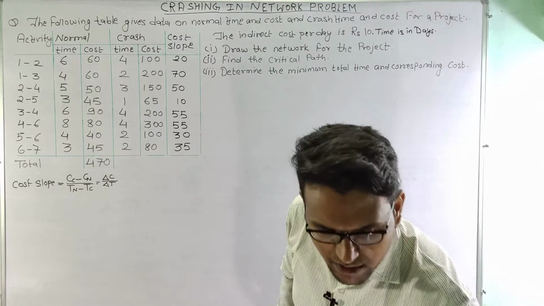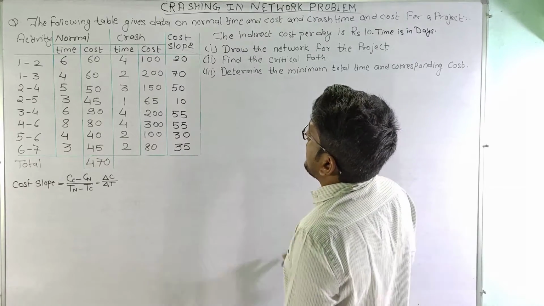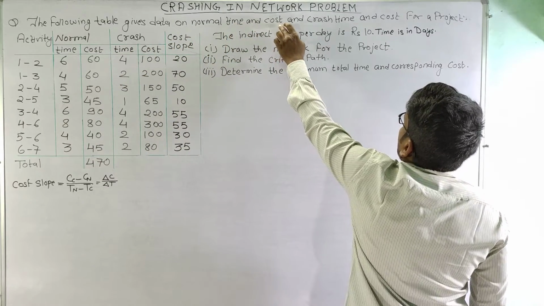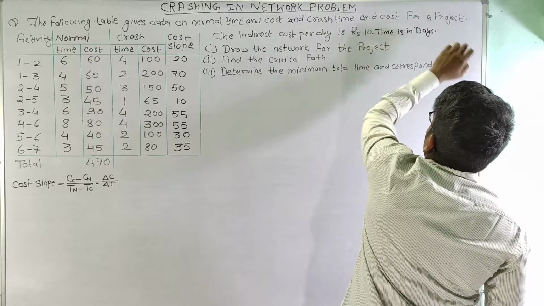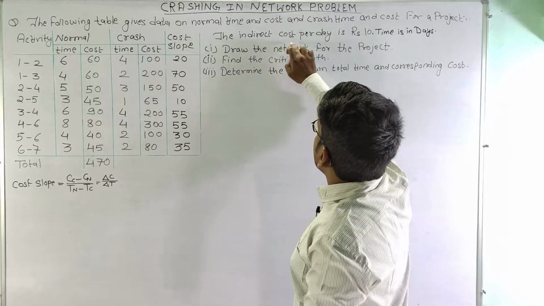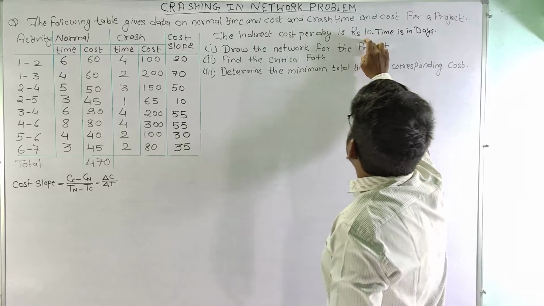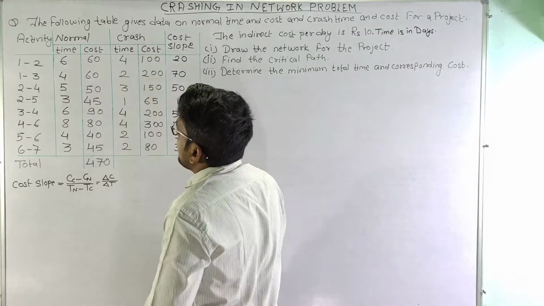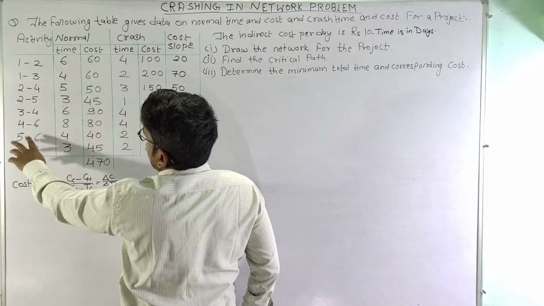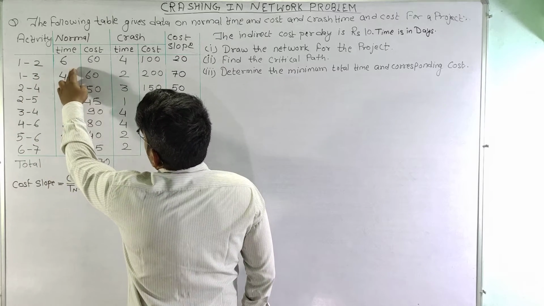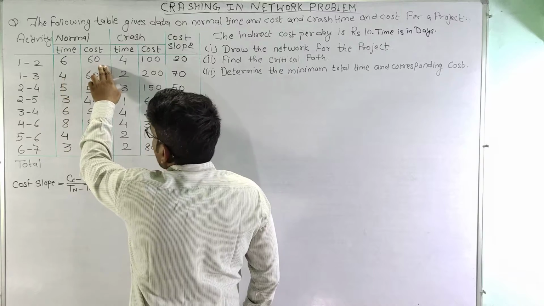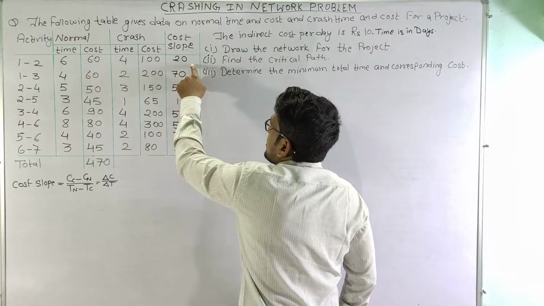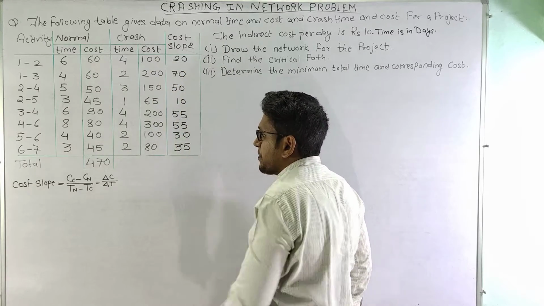Now let us see the problem. It says that the following table gives the data on normal time and cost and crash time and cost for a project. The indirect cost per day is rupees 10 and the time is in days. So in this table, the activities constituting a project are given, their normal time corresponding to normal cost, their crash time corresponding to crash cost, and we have calculated the cost slope here.